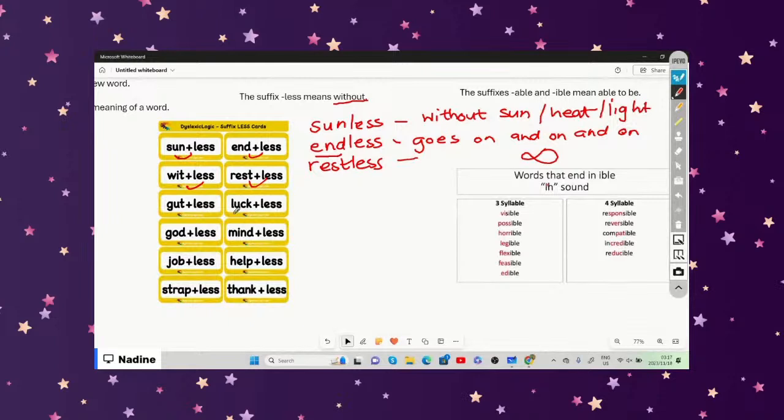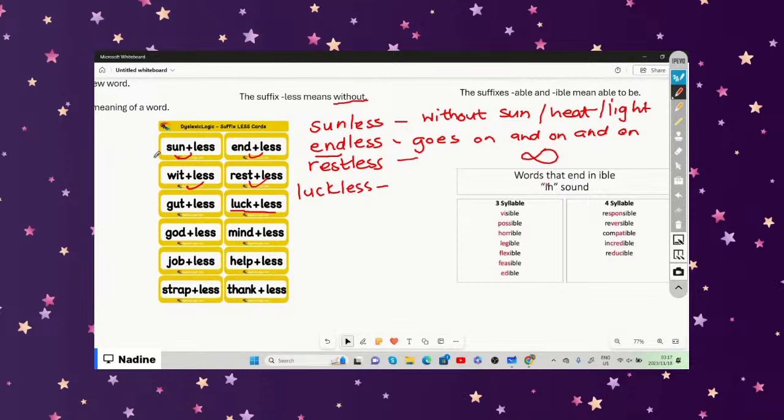Let's do the last one. Luckless. So the word luck, right, means something good, right? It means that I am lucky, I am either winning or I am succeeding. But if you're luckless, then it means that it's not happening for me, you know? I'm not lucky enough. I'm not winning. I'm not succeeding, you know? That is luckless. It's without luck. It's without a positive thing. And that is the word less.